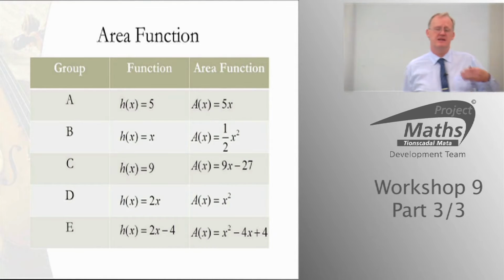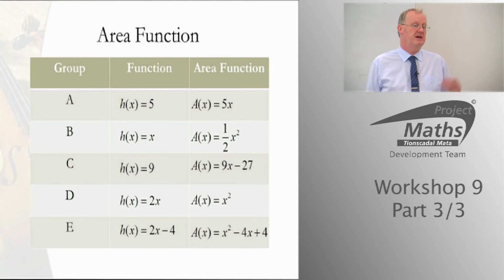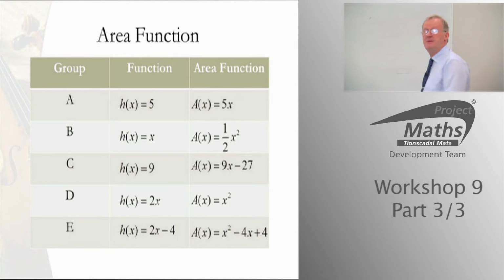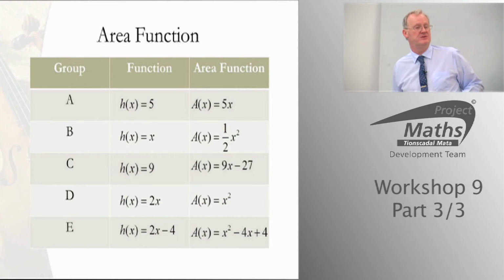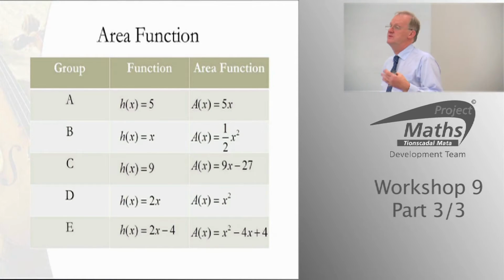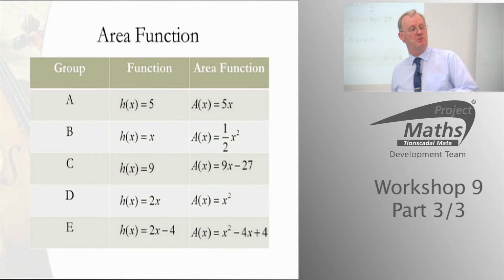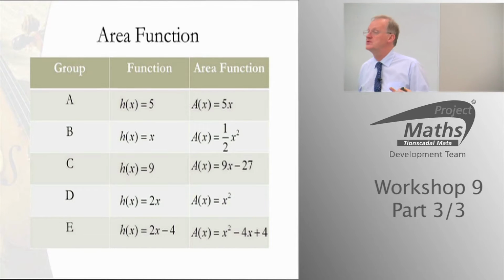Next step is to take the feedback from the 5 groups, A, B, C, D, E. Each group worked with a function. Each group has got a corresponding area function. So we have a table of values there. What's the natural instinct when we see a table of values? Look for some link, look for some connection, look for some pattern.